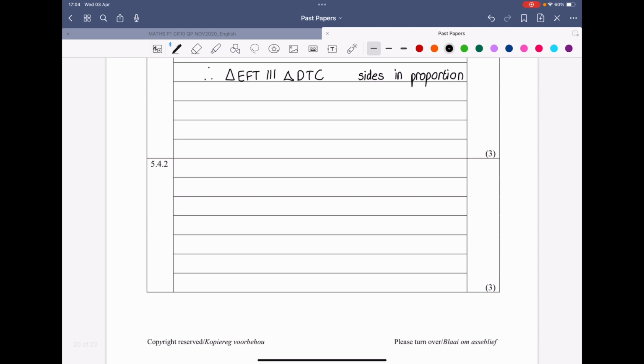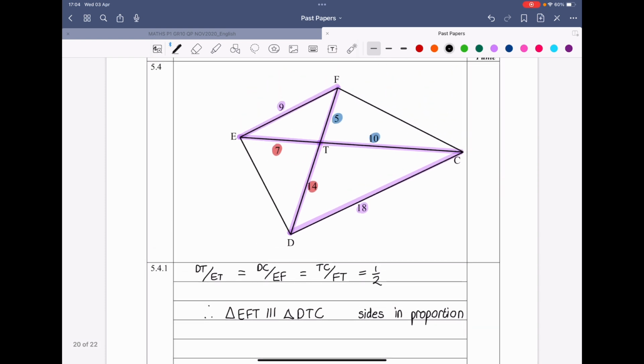Then for the next part, it says that we are further given that DFC, which is this angle, is equal to TDC, which is this one, and they want us to prove that FEC is equal to TFC.